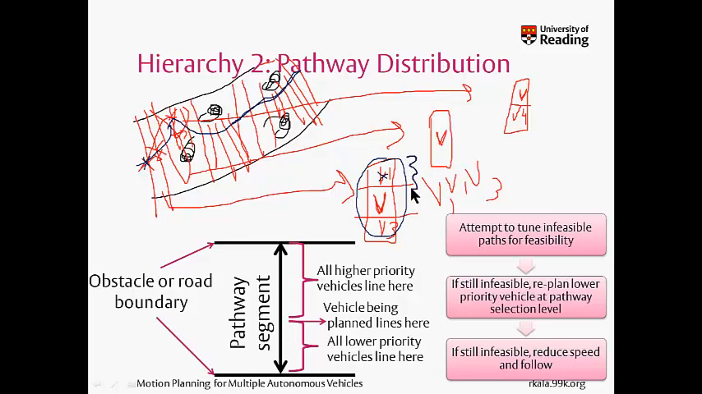I will say there is a set H of higher priority vehicles. The priorities mean different things here. I'll say a set L of lower priority vehicles, and my distribution is such that all the higher priority vehicles come to the left of me and all the low priority vehicles come to the right of me. That is my definition of higher priority and low priority.